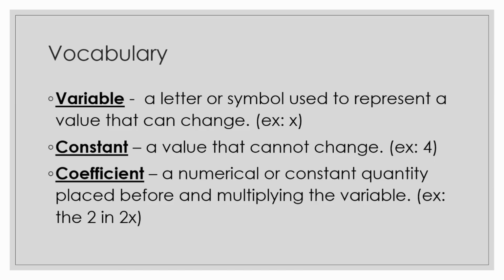A coefficient is a numerical or a constant quantity, like 4, that can be placed before and multiplying the variable. So this is like the 2 in 2x. You're multiplying the x by this constant 2. So that is our coefficient.